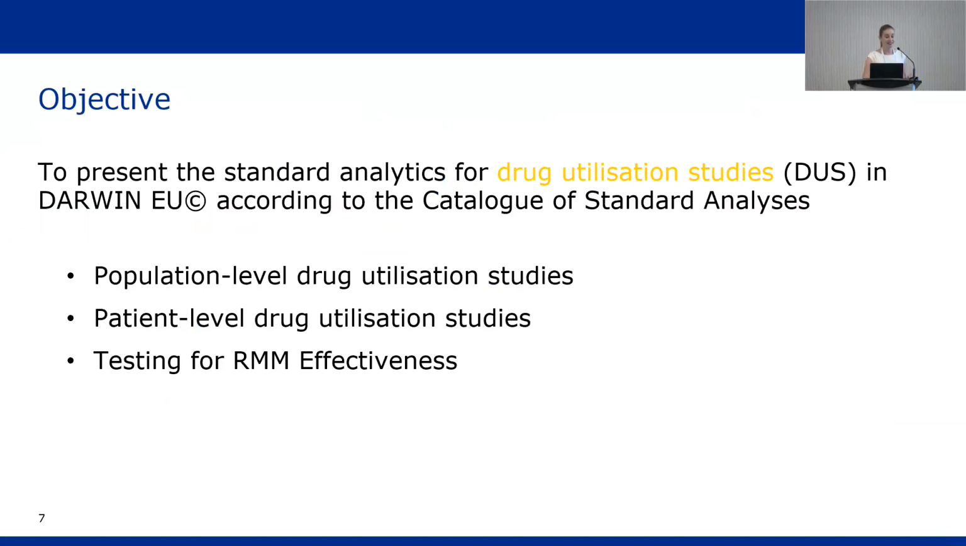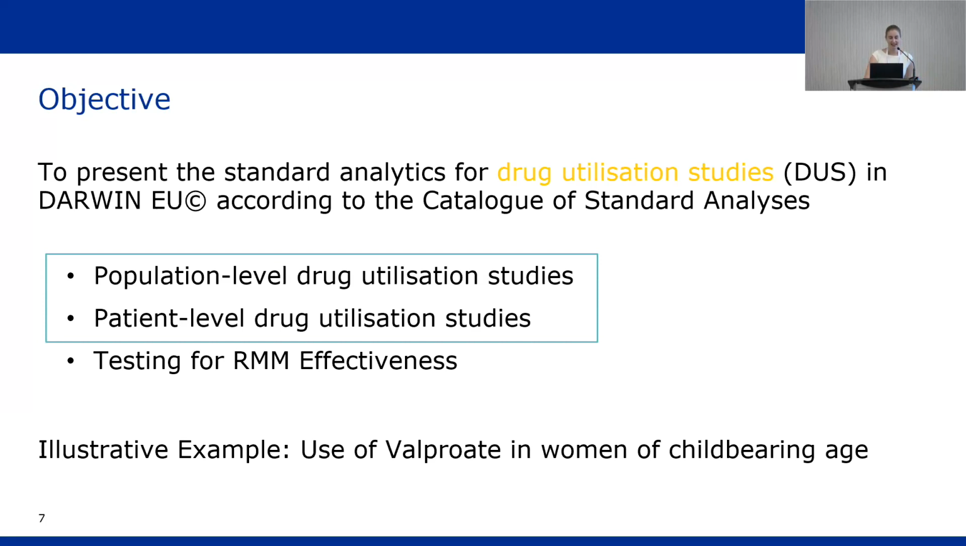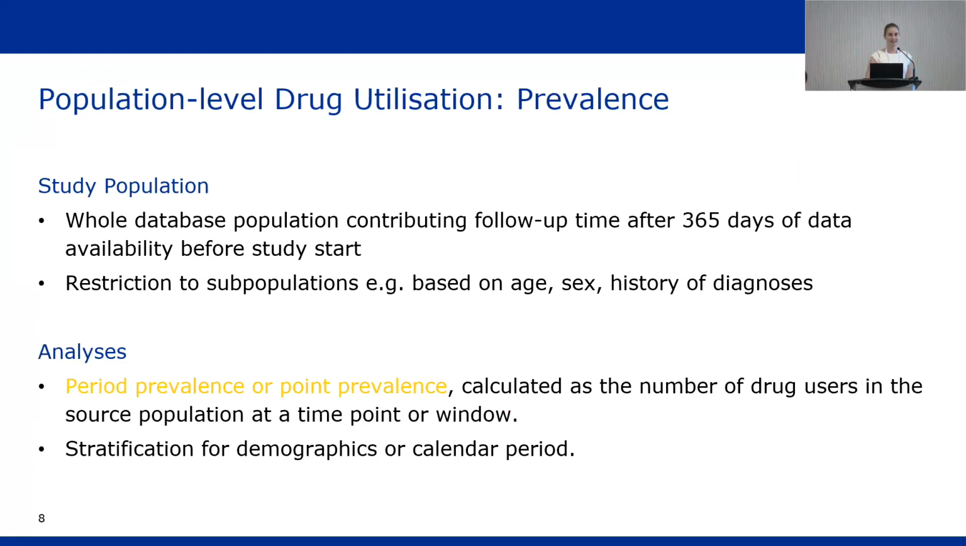The objective of my talk today is drug utilization studies, and I will present the standard analytics according to the catalog for population-level drug utilization studies and patient-level utilization studies. I acknowledge that there are different types of analyses, such as treatment patterns, also covered by the catalog, but not in the drug utilization chapter. To give you an illustrative example, I will every now and then show you some results from the very first Darwin study that we did as a drug utilization study, and that looked at the use of valproate in women of childbearing age.